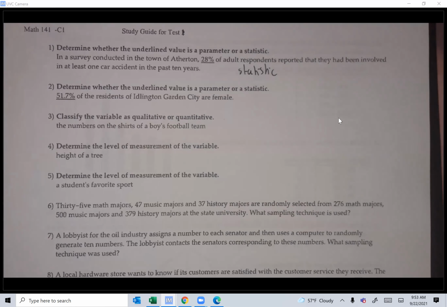What about number 2, guys? Who can help us out? What do you think this underlying number represents? Parameter or statistic?